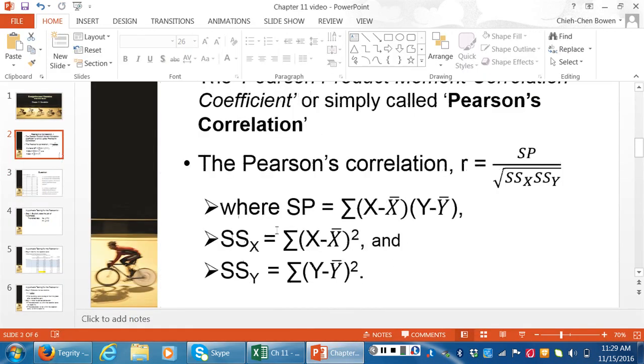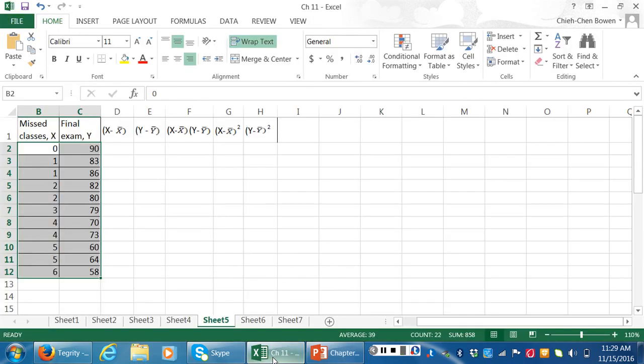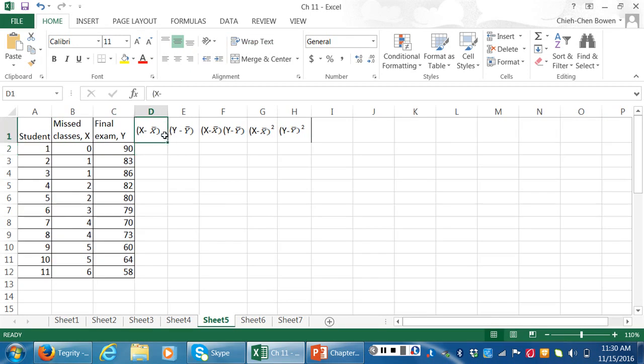Refresh your memory. Here's the formula, and according to the formula, you will need to calculate X minus X bar, and you need to calculate Y minus Y bar, and you will need to do a multiplication between these two terms, and you will need to do a square term for X minus X bar and a square term for Y minus Y bar. So let's get to work. Labeling each column is a little troublesome, so that's why I did it in advance. Before you calculate X minus X bar, you need to, of course, figure out what X bar is first.